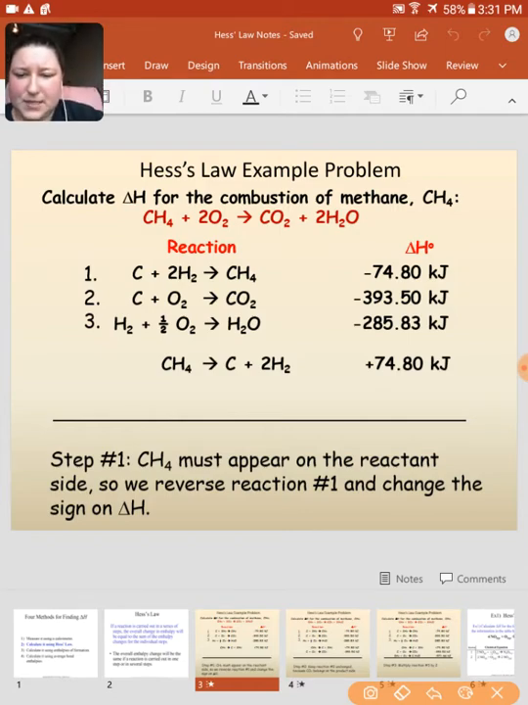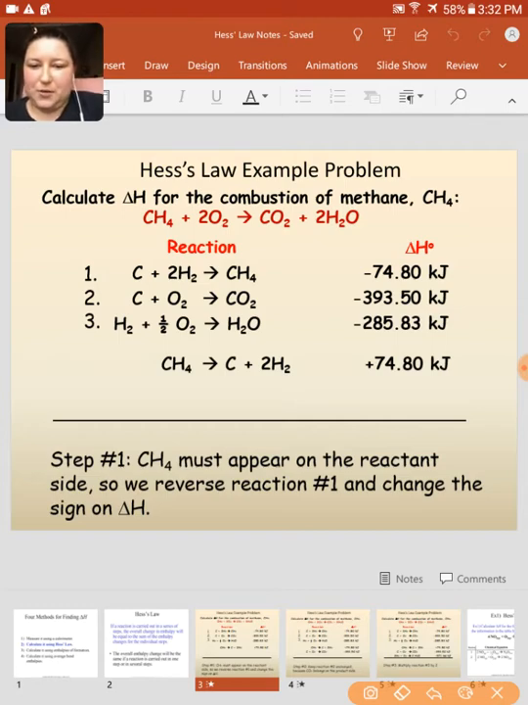It says step 1 down here. Step 1, CH4 must appear on the reactant side. So our CH4 is over here. So we need to reverse number 1 so that CH4 is on the left-hand side of the arrow. Before I even read step 1, I saw that in these three reactions, CH4 is only mentioned right here, which means it's the only one that will work for that particular reactant.